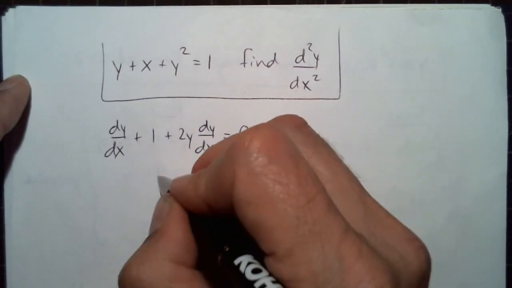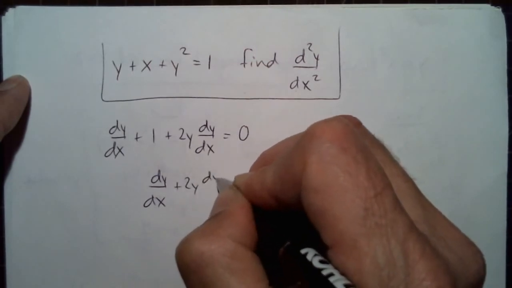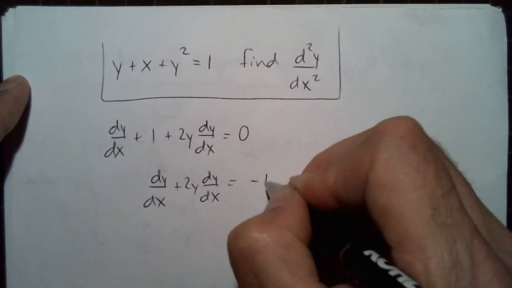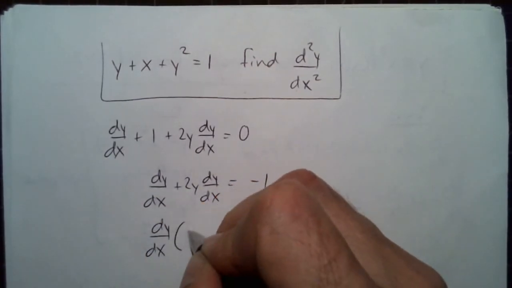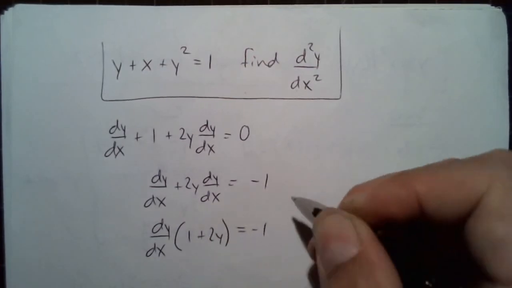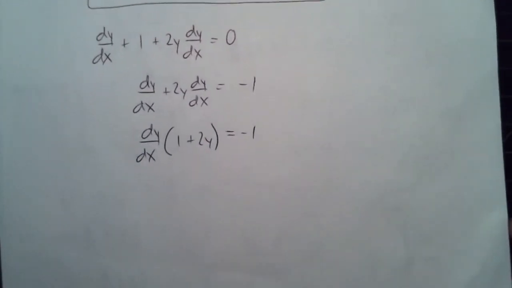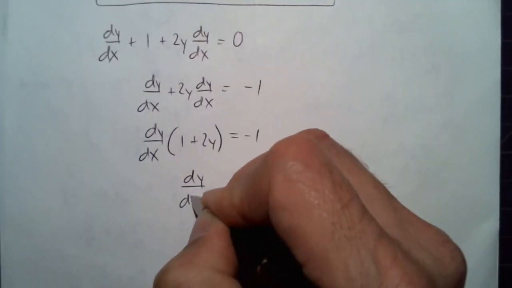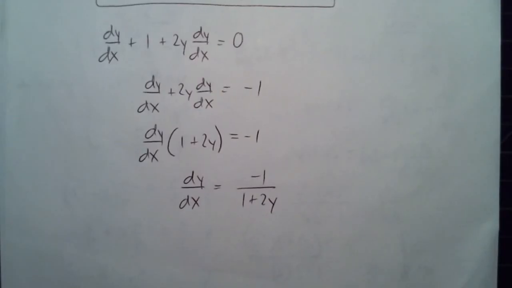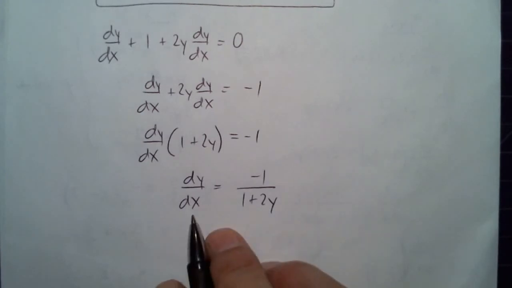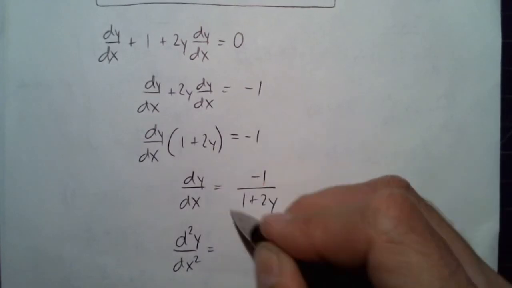Let's isolate. We're just repeating everything that we've done already today. Factor out dy dx. And divide. So then we have to find the derivative of this. This is the first derivative. And now we need the second derivative, which is the derivative of this.